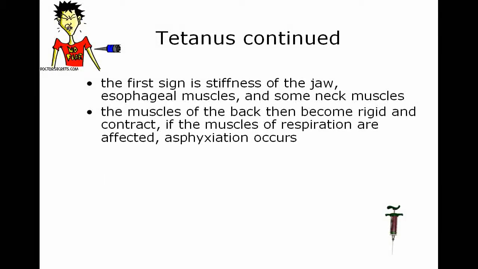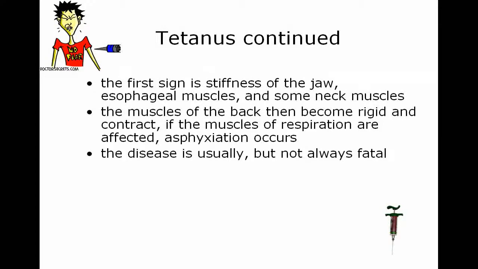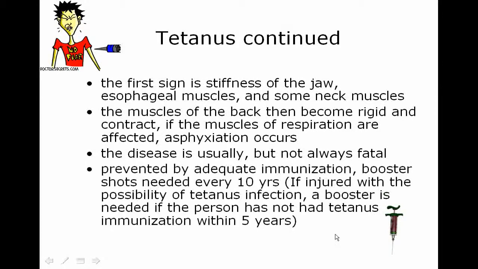First sign, stiffness of the jaw, the drawing of the esophageal muscles and neck muscles, and then the muscles of the back become involved, and then quickly the muscles of respiration will become involved, and the person will probably asphyxiate if they don't get the correct treatment fast enough. Usually, but not always, fatal. Adequate immunization is a booster shot every 10 years. But if a person is injured with a dirty wound that's likely to be infected, they can have an immunization within 5 years.